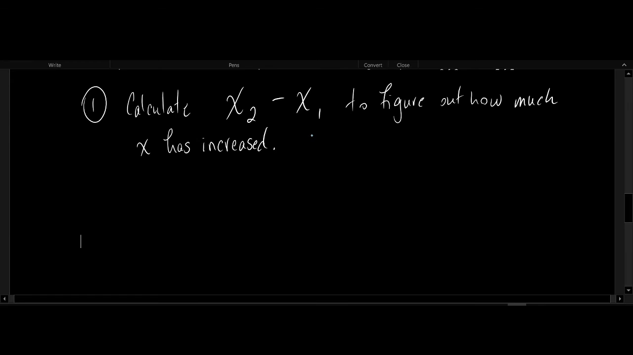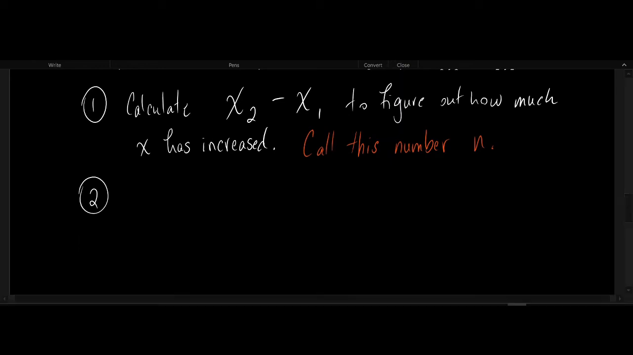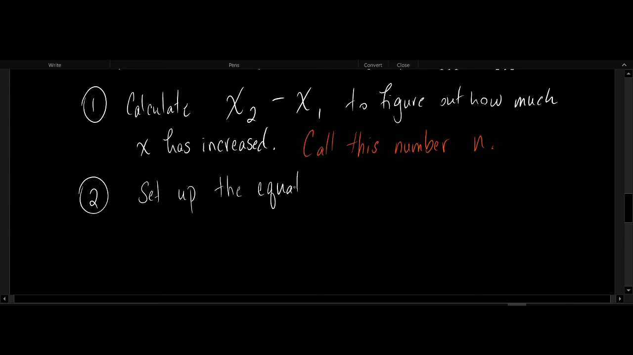So let's call this number n. Okay, then the next thing that you need to do is you need to set up the equation: take the first y, multiply it by b n times, and that should give you the second y. Let's compare this with what we did in the previous examples.